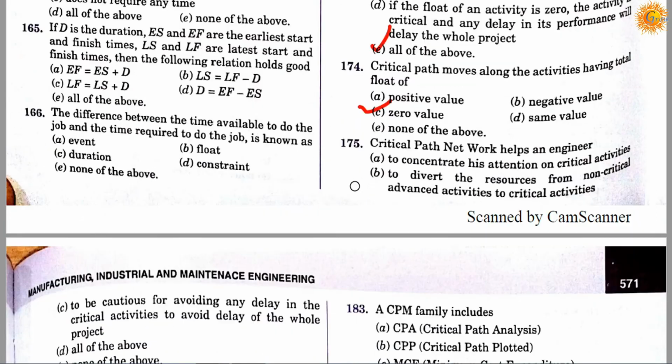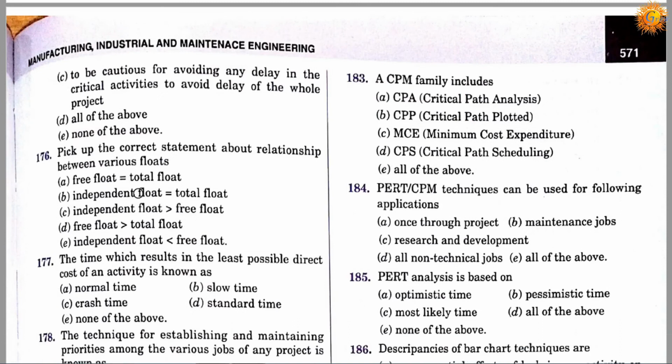Question number 175. Critical path network helps an engineer: option A, to concentrate his attention on critical activities; option B, to divert the resources from non-critical advanced activities to critical activities; option C, to be conscious of avoiding any delay in the critical activities to avoid delay of the whole project; and option D, all of the above. Option E is none of the above. So correct answer is D. It's all of the above.